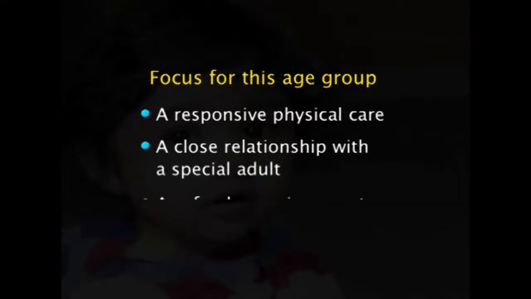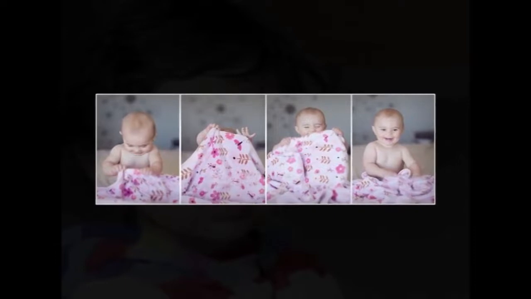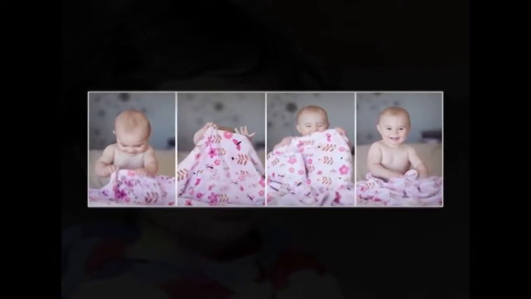Let us now move on to see what the focus points are during the 4 to 8 months of age. The focus for this age group is responsive physical care, a close relationship with a special adult, and a safe play environment. The emotional developmental milestones for this 4 to 8 months age group are that attachment of the baby to the adult occurs, early trust development takes place, the eating and sleeping schedules will be fixed, and the child enjoys playing peekaboo or being able to grab at the blanket, and uses cry to call for attention, and not always is it a distress call.